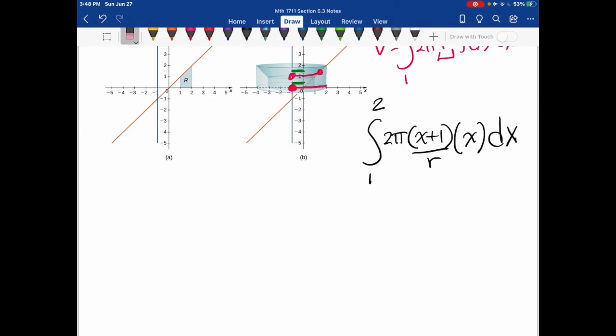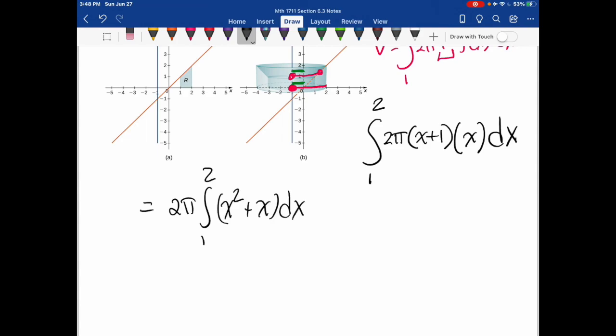So this is our new radius because we shifted over, and our new axis that we're spinning this around is x is equal to -1 rather than the y-axis. I'm going to simplify this. I can pull the 2 pi out in front.